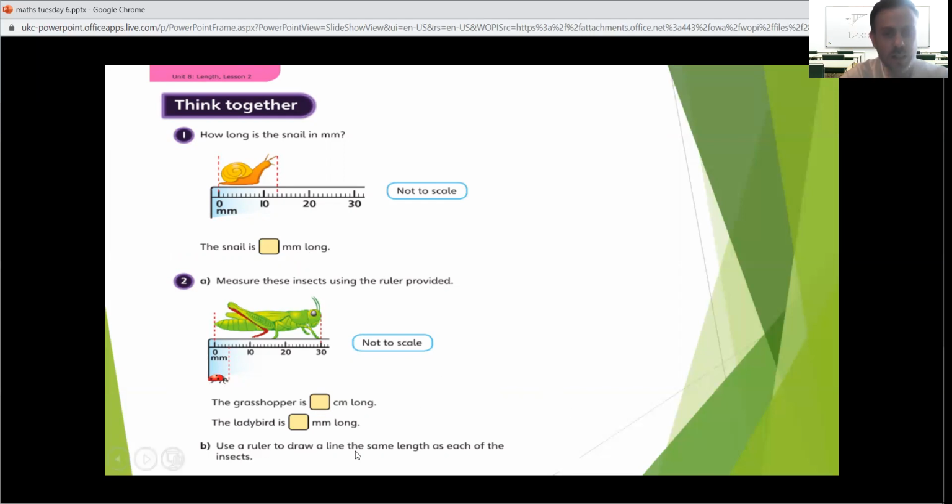Use a ruler to draw a line the same length as each of the insects. Okay, so that's a little extra. You have to measure what they are on here, but then draw a line as well with your ruler, make it a straight, nice line, the same length as the insect. You can do that as an extra. Have a go at those now, 1 and 2, and I will tell you the answers in a second. Pause the video.